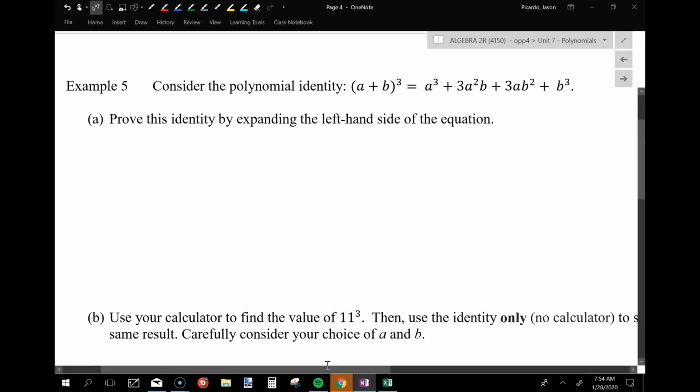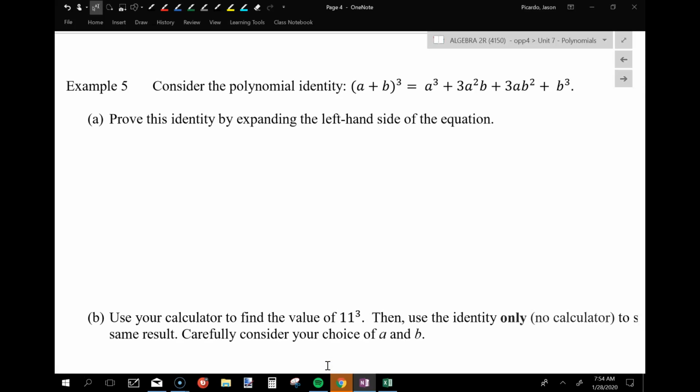Again, prove this identity, right? So what am I looking to do here? I have a plus b cubed, and I want to see if it matches that thing on the right. How am I going to do that? How do I cube something? How do I do 4 cubed? What do I do?